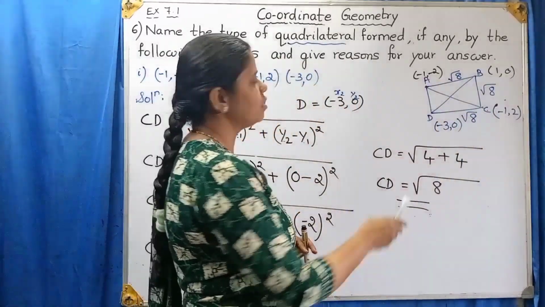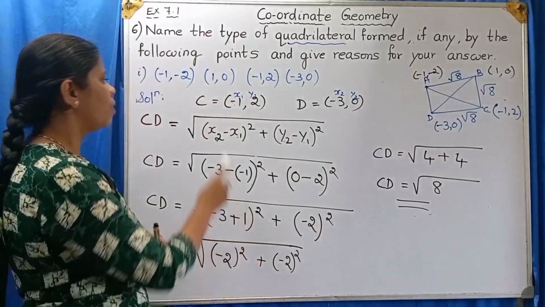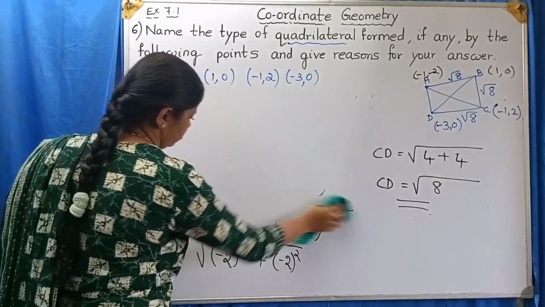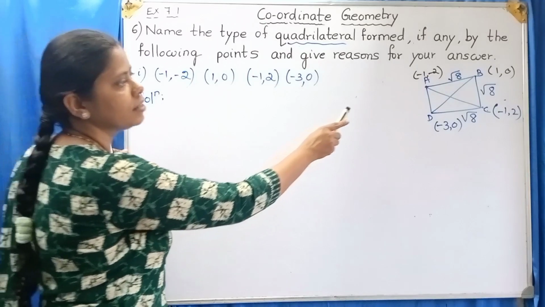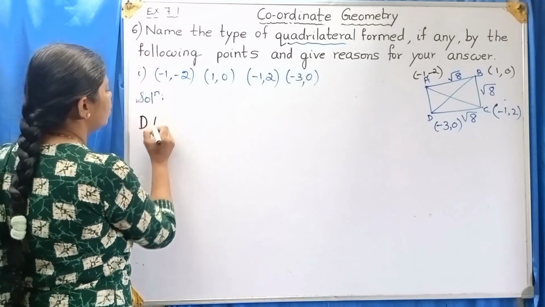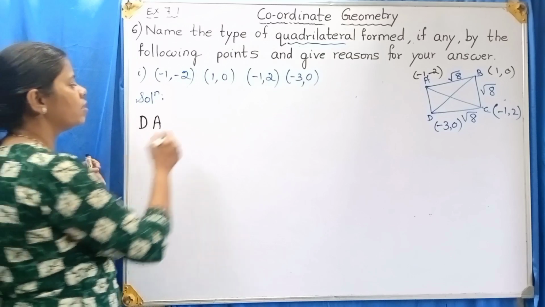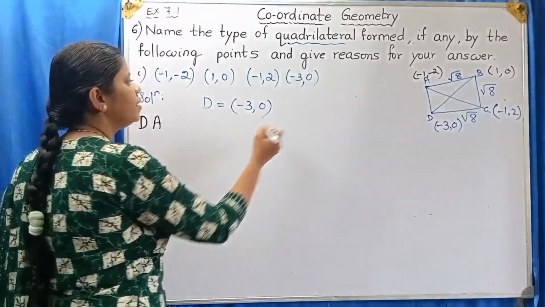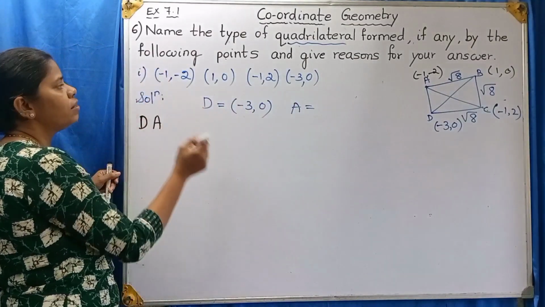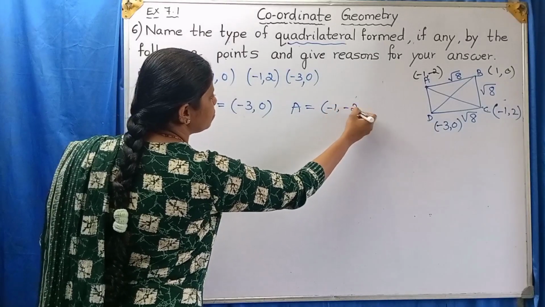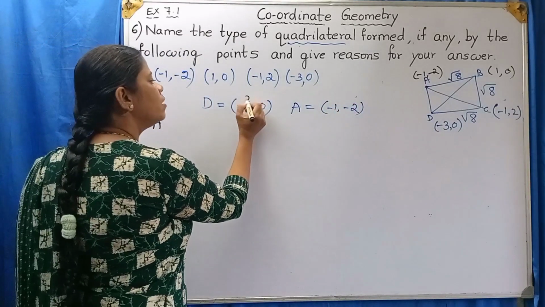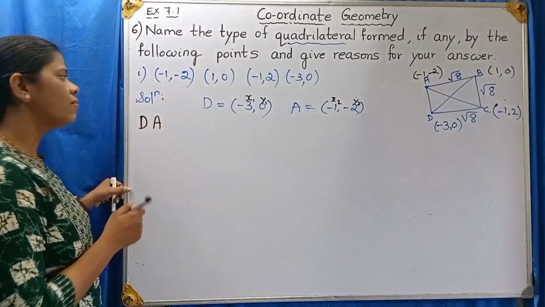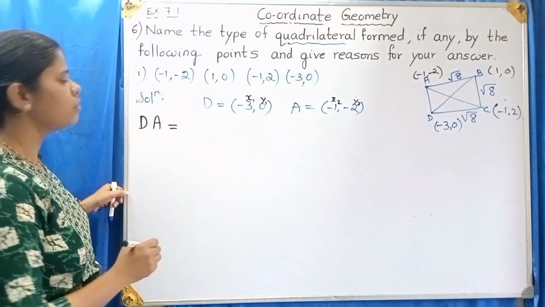Now let us find out the distance between DA. Okay. I am going to rub this. You can copy it down. Let us find out the distance between DA. First let me write the coordinates of D. That is what? Minus 3, 0. And A. The coordinates of A are minus 1, minus 2. Minus 1, minus 2. Right? Then this is our x1, this is our y1. This is our x2 and this is our y2. Now let us find out the distance by using the distance formula.